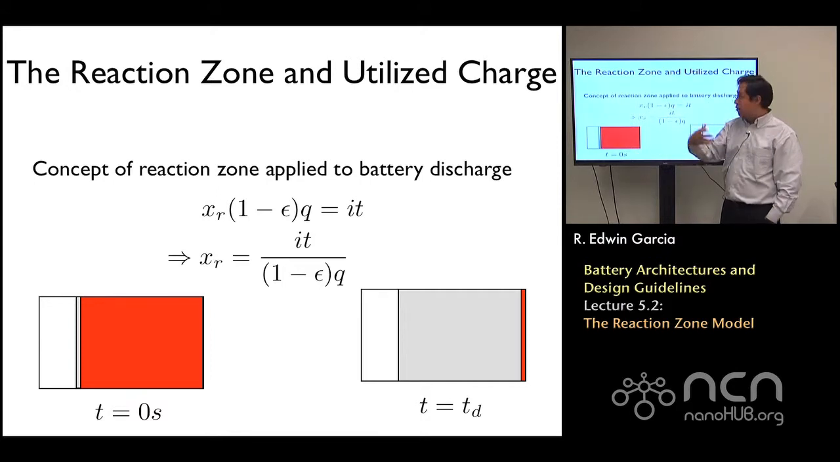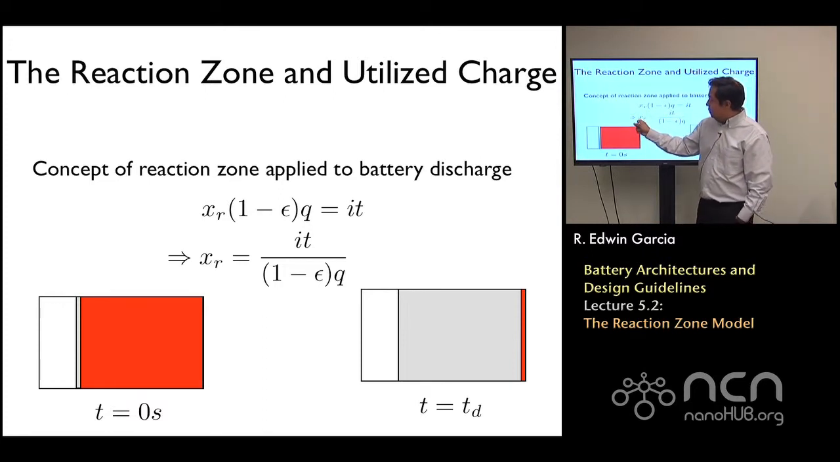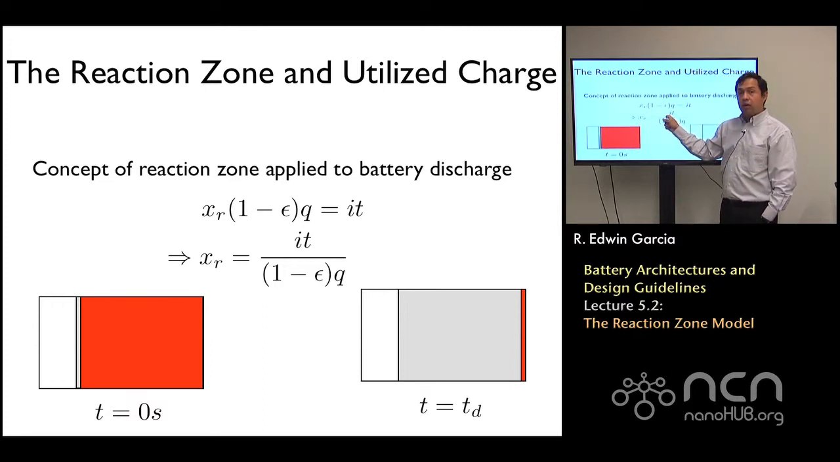And this basically has units of charge per unit area, because in this case Q corresponds to the amount of charge per unit volume that we have, and if I is the current density, in this case in coulombs per meter squared per second, when we multiply it by time it gives us coulombs per meter squared. So from there we can solve for the reaction zone as being proportional to the current density, the elapsed time, and how much charge we can store.